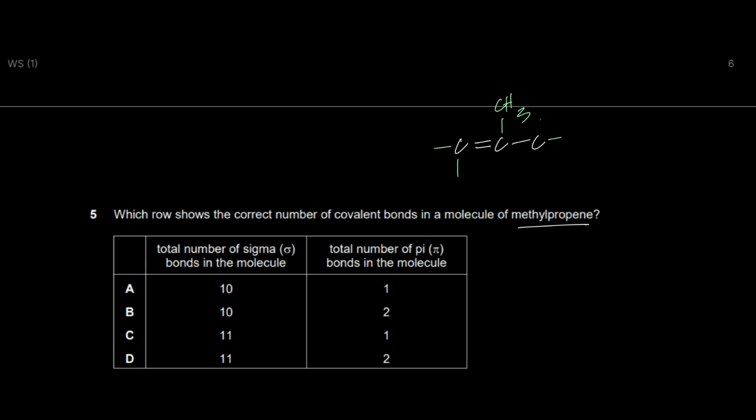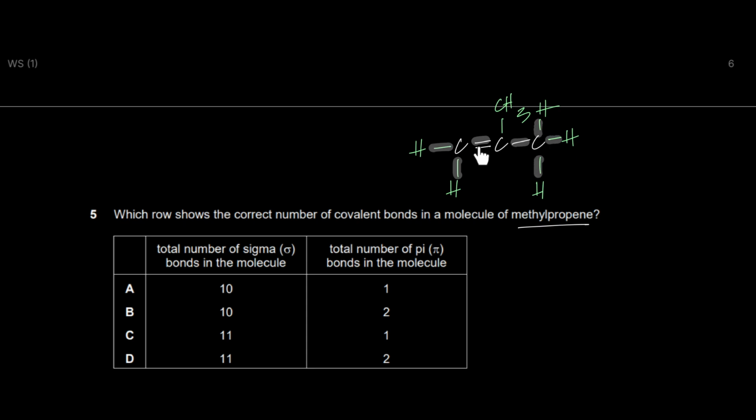This is how methyl propene would look. I've drawn it for you in case you've forgotten O levels and IGCSE. Now, how many sigma bonds are there? Let's count it. Even my 6-year-old sister would do this. If I just told her to count the number of lines: 1, 2, 3, 4, 5, 6, 7.